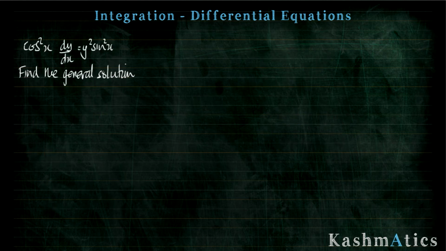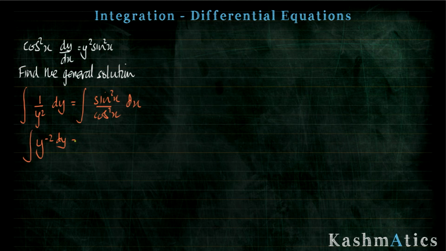Now this next example looks a bit more complicated than it is. So let's just go ahead and separate the variables and see what we get. We get 1 over y squared dy equals sine squared x over cos squared x dx. Okay, now 1 over y squared I'm just going to write as y to the power minus 2, and sine squared x over cos squared x is tan squared x.